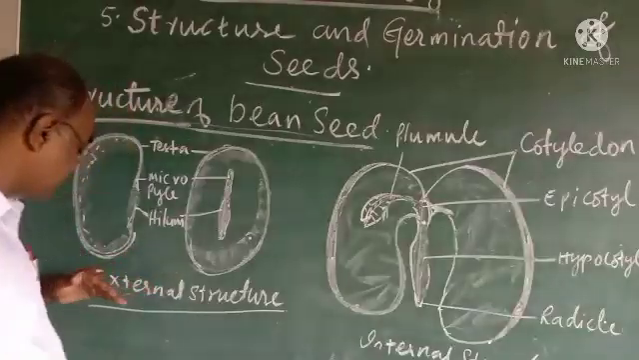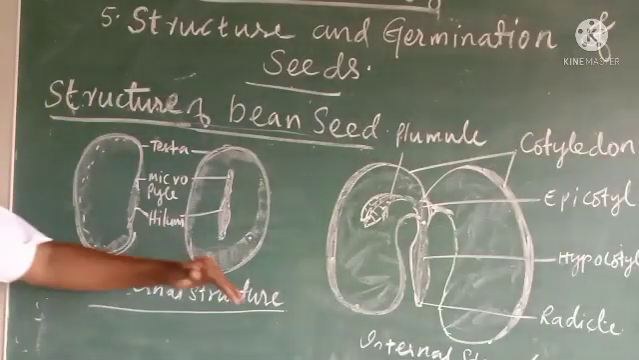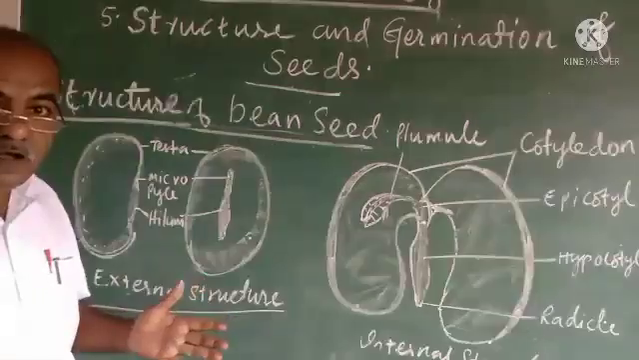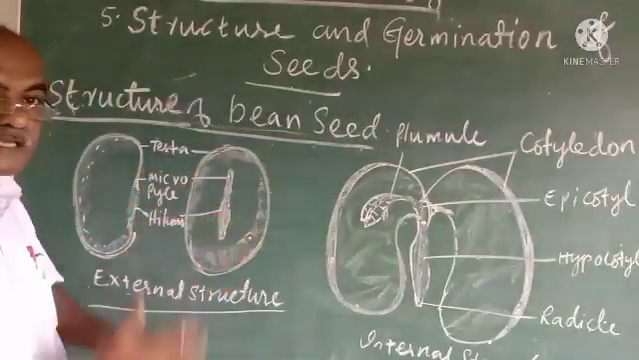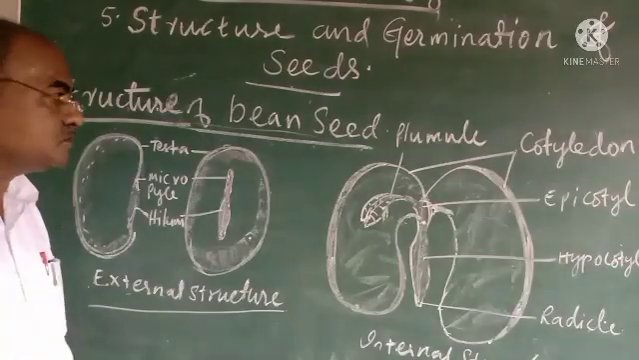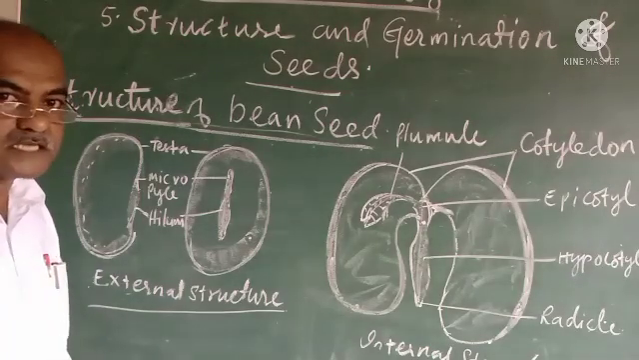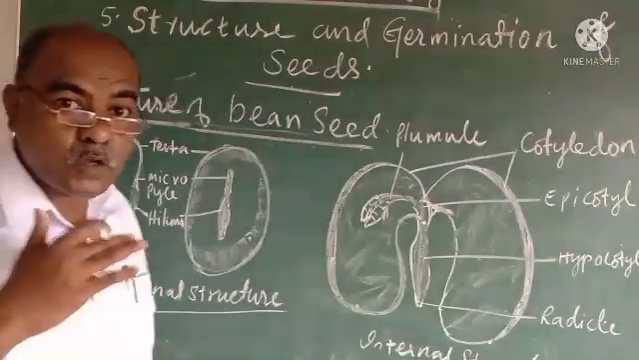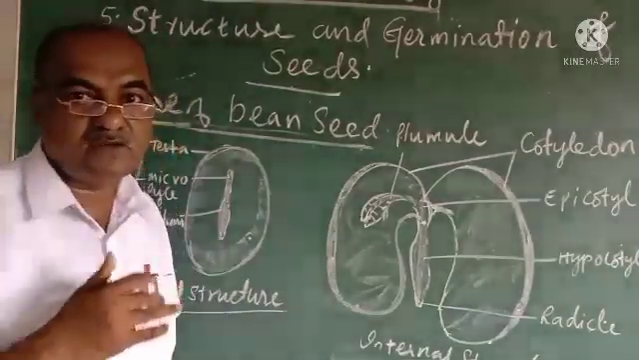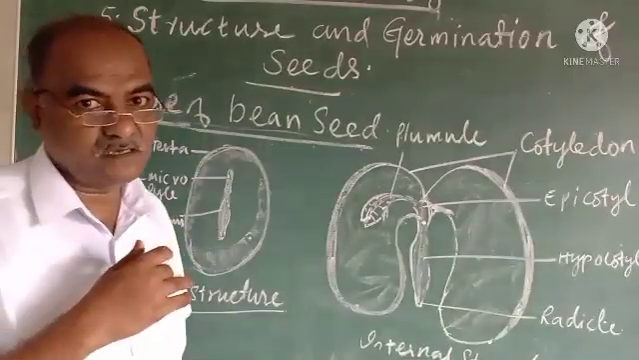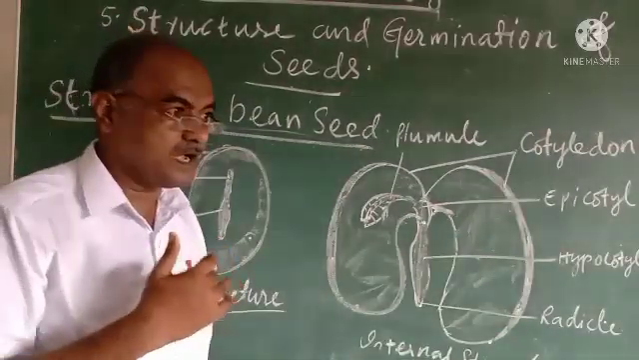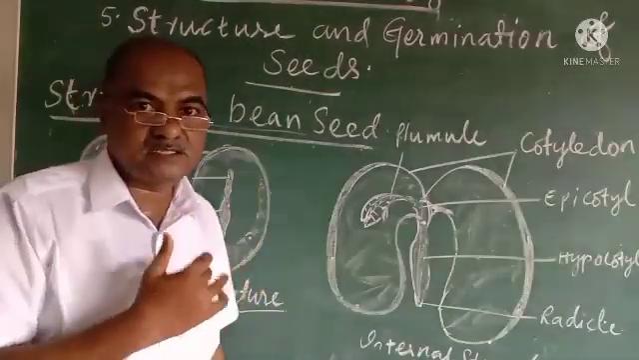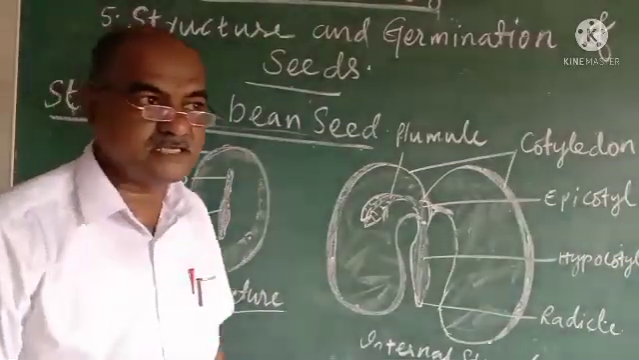So draw the diagram of the external structure and internal structure of the bean seed and label the parts. It might be asked, or a particular diagram might be given and you may be asked to label the parts. Understand? Next class we shall discuss the monocot seed, the structure of the maize seed. Go through it thoroughly and study the labeling and structure of the seed properly.